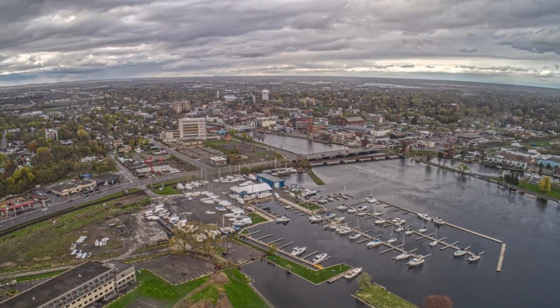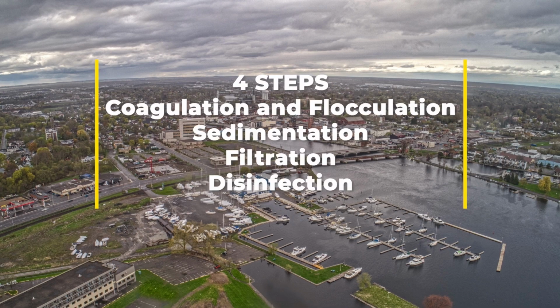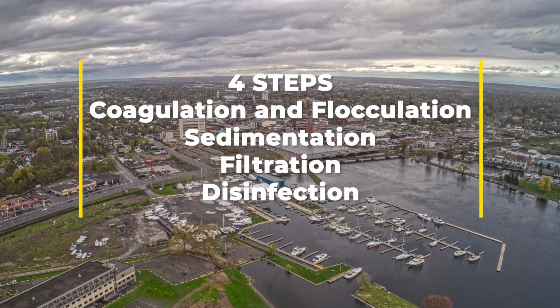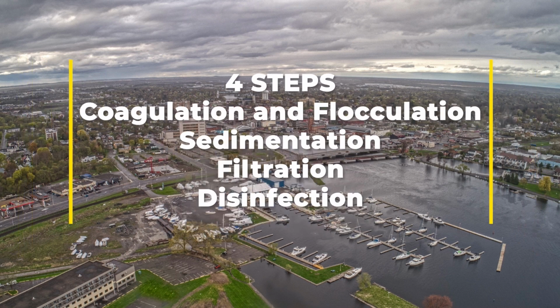So how do we turn dirty surface water, or well water, into clean, safe drinking water? In cities and towns that have municipal drinking water systems, they usually have a water treatment plant that cleans the raw water source that is full of contaminants and particles. There are usually 4 steps to the cleaning process that include coagulation and flocculation, sedimentation, filtration, and disinfection.